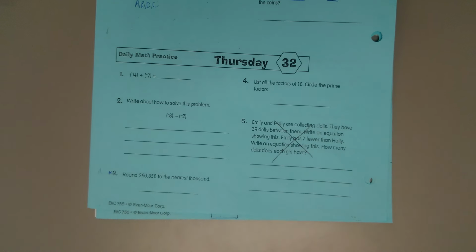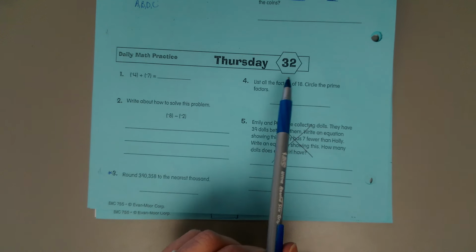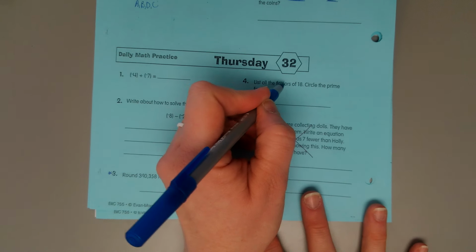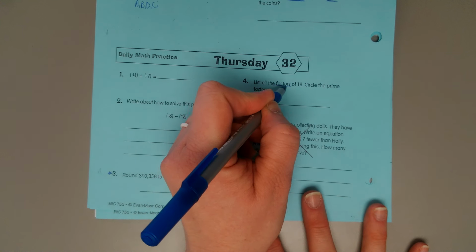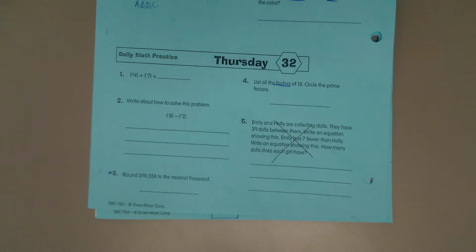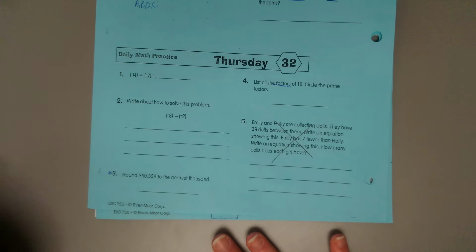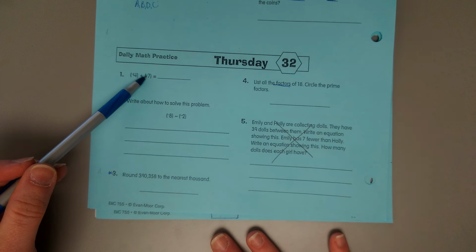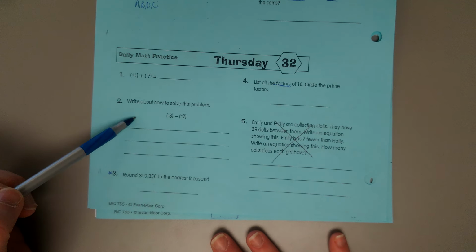Thursday, number 5, she told you not to do. Perfect. Thursday 4, list all the factors of 18. Factors are the numbers you can multiply together to equal 18. And then Thursday number 1, notice those negatives, pay attention to them.